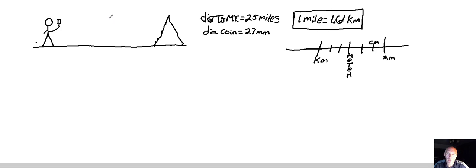So this is very similar to the lab we did outside where we took a coin and tried to cover a mountaintop and use similar triangles and ratios to figure out the height of the mountain, or we can call it the diameter of the mountain. All right, so a couple things here.